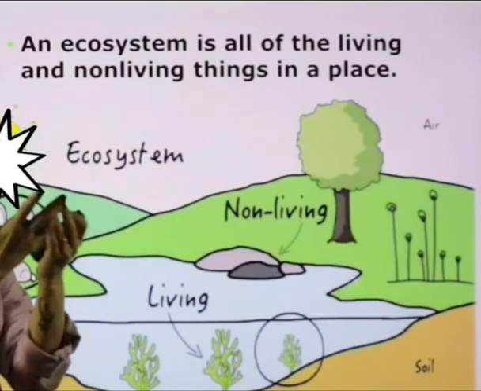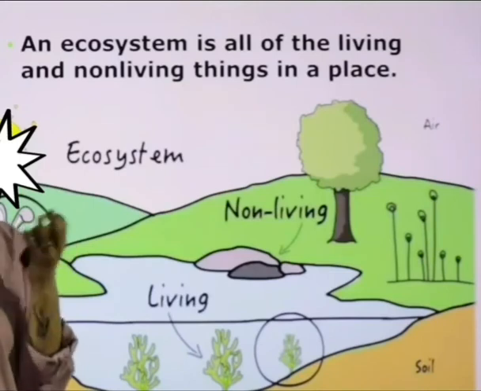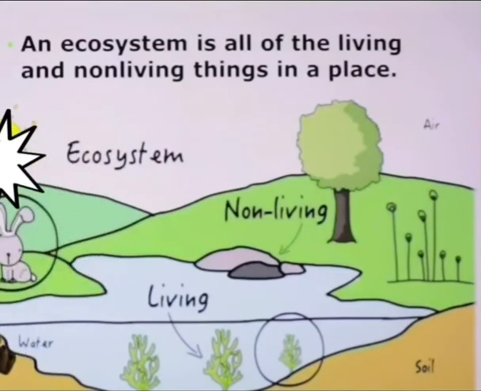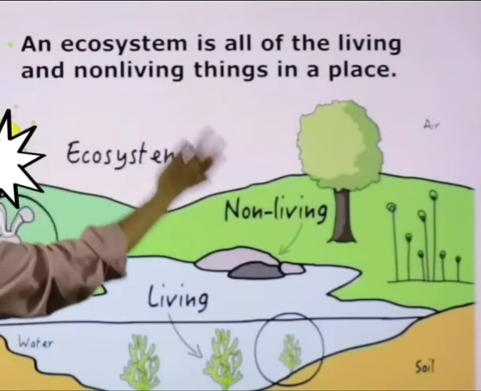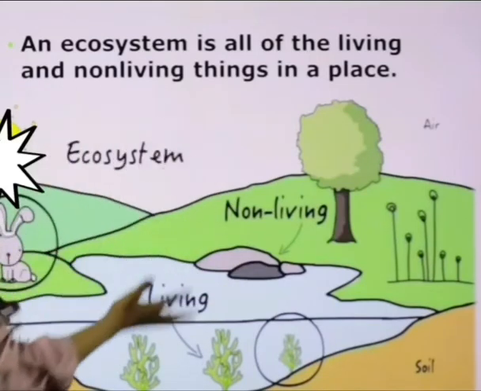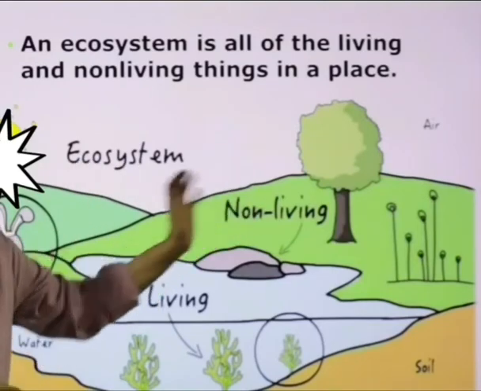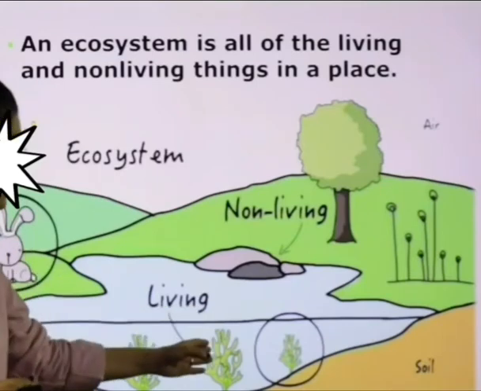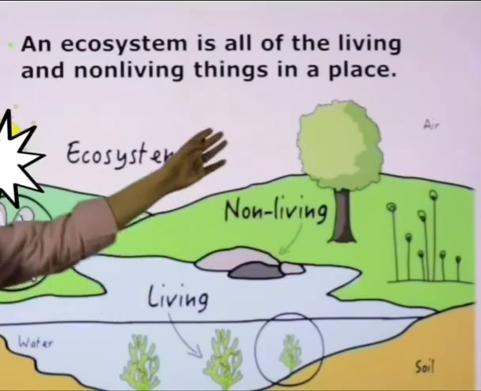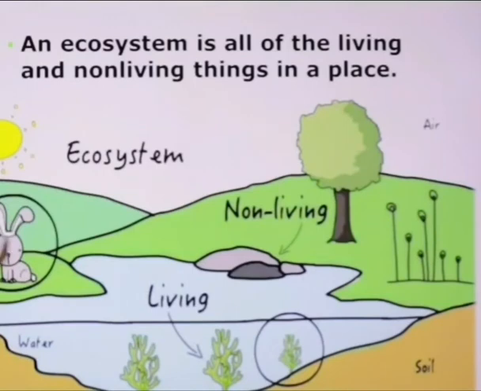An ecosystem is all of the living and non-living things in a place. Myself and my environment all together make an ecosystem, just like here. This rabbit over here, this is a living thing. Everything around this rabbit is its environment. The rabbit and its environment make an ecosystem with all the living things and the non-living things. Living things like plants, water plants, like flowers, like trees, like rabbits. Non-living things like rocks, like water, like air, and like sun.